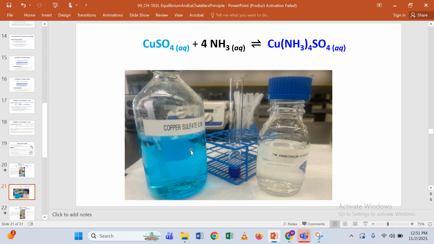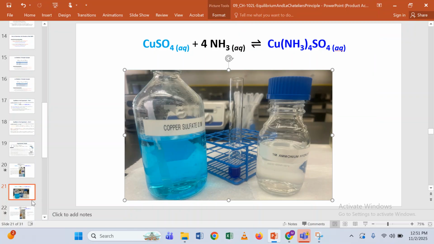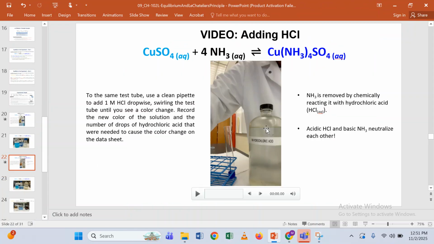All right. Let's see, so this is what happens. This is the copper sulfate. This is your reactant. This was ammonium hydroxide, which is going to add the NH3 here. When you add more of this, it will give us product, and the color of the product is right here. All right. Now let's see what happens when we add hydrochloric acid.